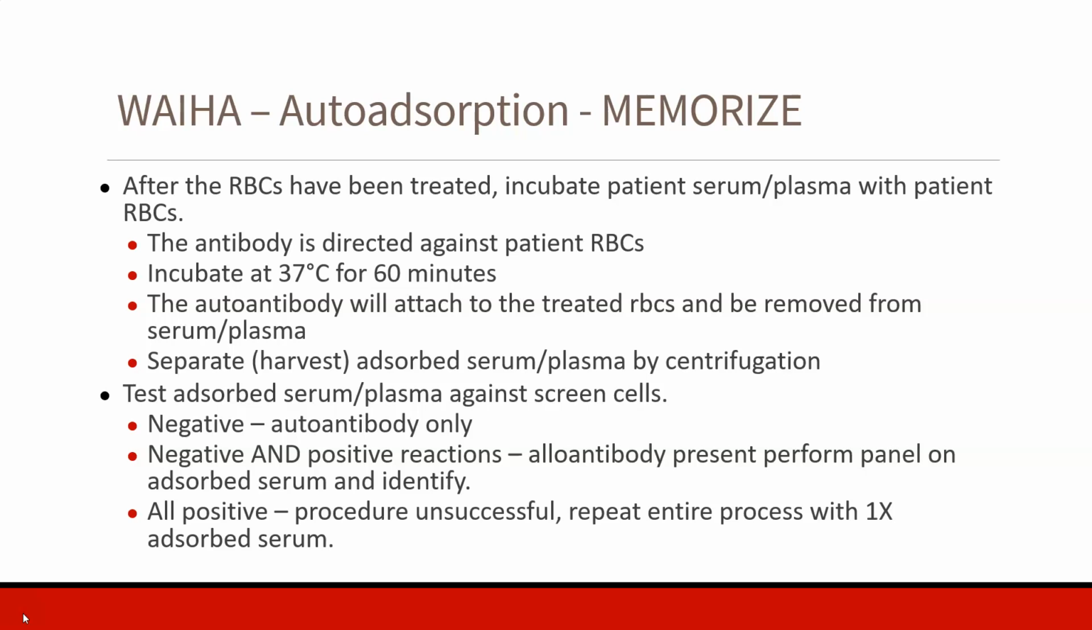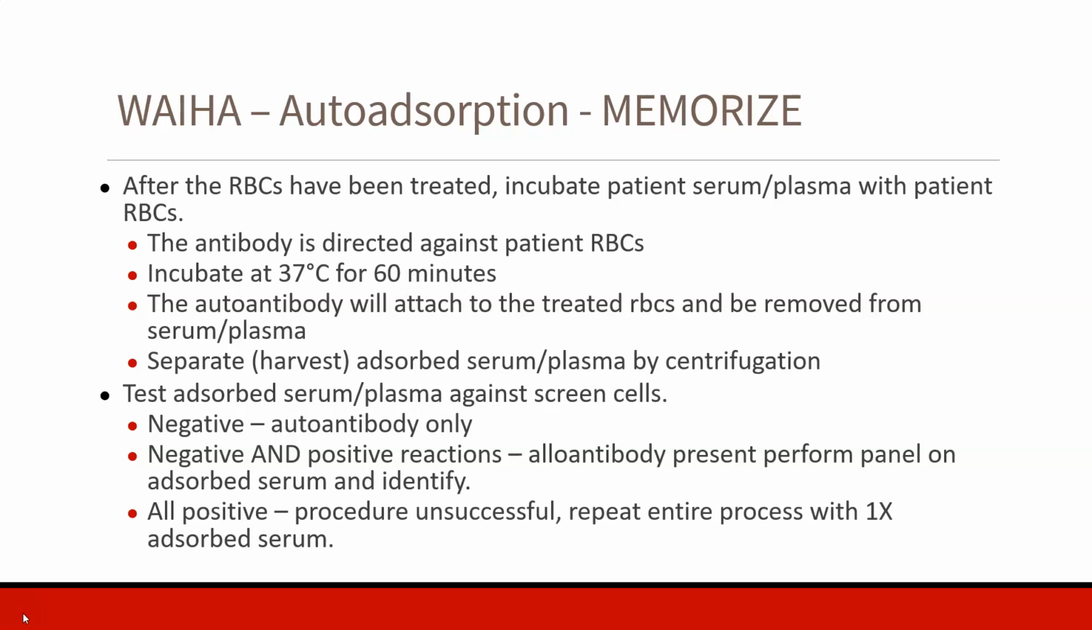After the RBCs have been treated, we're on to the final step, which is incubation of the patient's serum or plasma with the patient's treated red cells. Now remember, this is an autoantibody. It's directed against antigens on the patient's red cells. So you add the two together, you incubate at 37 for 60 minutes, and I like to agitate about every 15 minutes or so, because the cells will settle, so we want to reconstitute them. The autoantibody will attach to the treated red cells and then be removed from the serum or plasma.